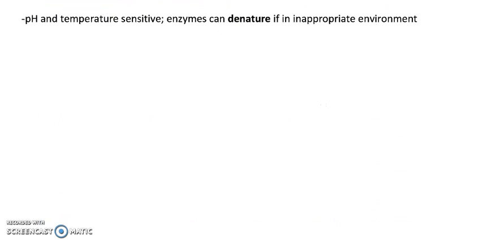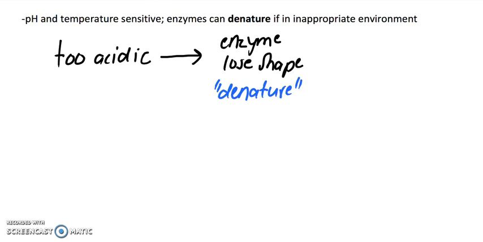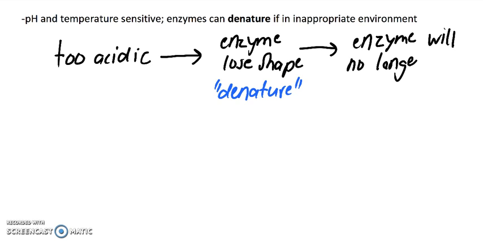Okay, enzymes are both pH and temperature sensitive. So what that means is if the environment is too acidic, the enzyme is going to lose its shape. And a fancy way to say that is that it's going to denature, lose its 3D shape. Once this happens, no matter how much denaturation, the enzyme will no longer function. It is completely useless.